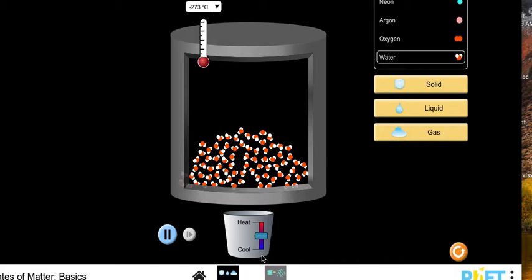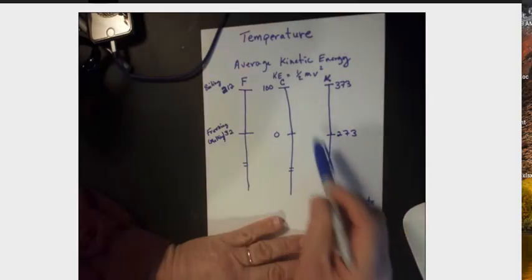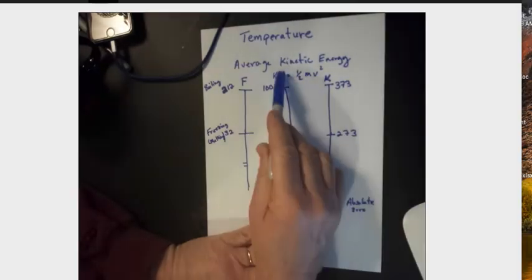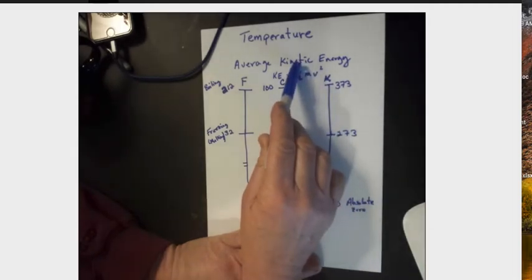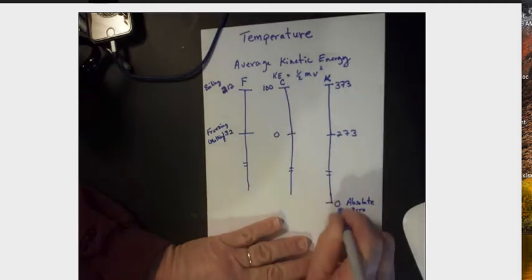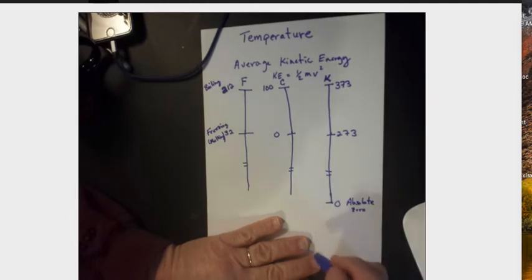But if we could, theoretically, there would be zero motion, and you can't get any colder because temperature is based on kinetic energy. Remember, temperature is based on kinetic energy, which is energy of motion. If there is no motion, then you're down to absolute zero. You can't get any colder.